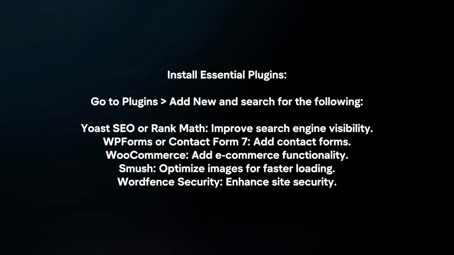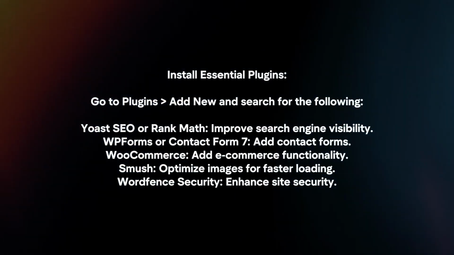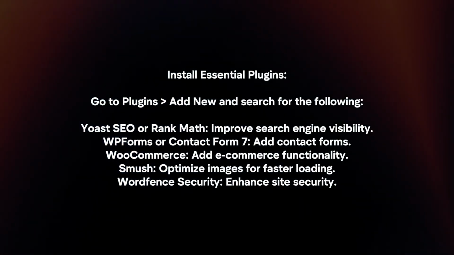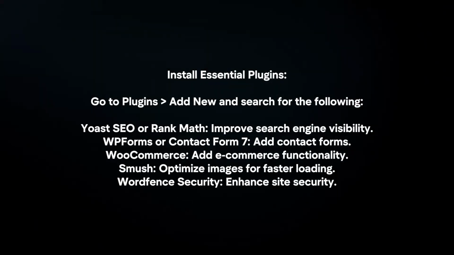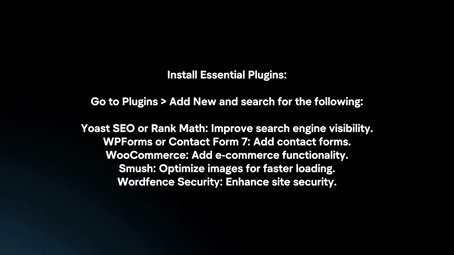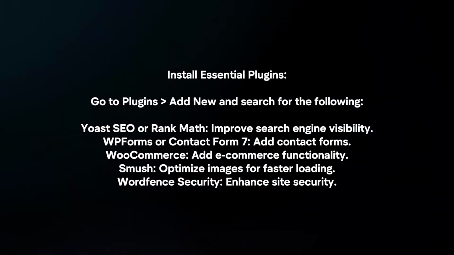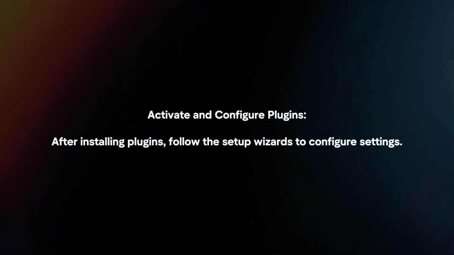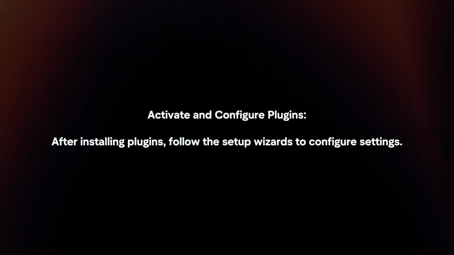Enhance functionality with plugins. Install essential plugins. Go to Plugins, Add New, and search for the following. Yoast SEO or Rank Math. Improve search engine visibility. WPForms or Contact Form 7. Add contact forms. WooCommerce. Add e-commerce functionality. Smush. Optimize images for faster loading. Wordfence Security. Enhance site security. Activate and configure plugins. After installing plugins, follow the setup wizards to configure settings.